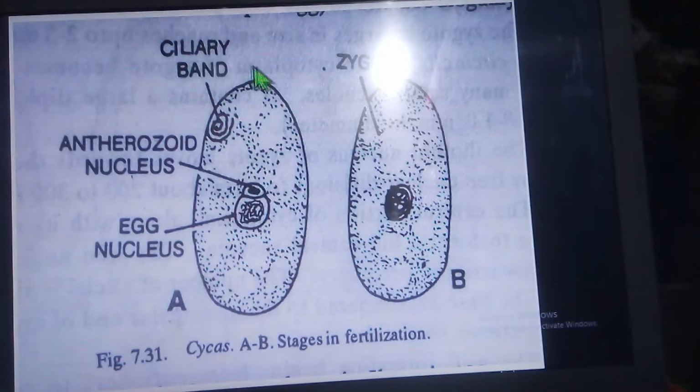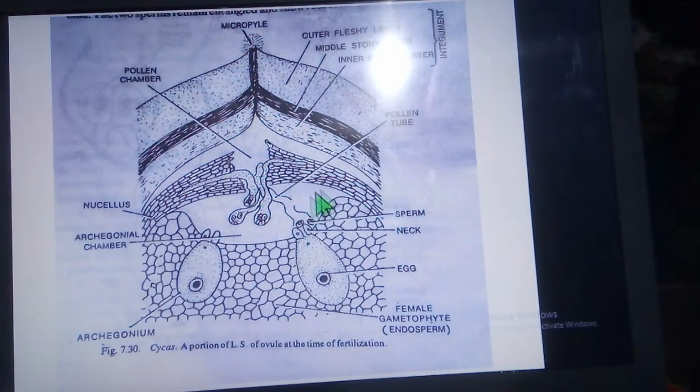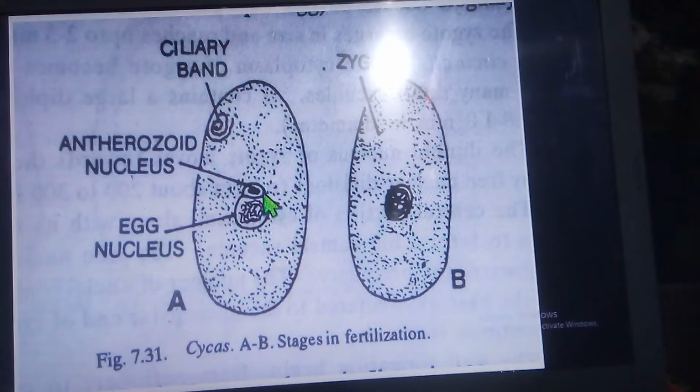Now you can see here, this is the sperm cell, it has already reached the egg nucleus, and the naked protoplasm is drawn towards the egg by chemotaxis. Now the sperm nucleus finally fuses with the egg nucleus to form a zygote or the oospore. When it reaches the egg nucleus, they fuse together and form what we call a zygote or the oospore, which is diploid. We know that the egg nucleus is haploid, as well as the antherozoid nucleus is also haploid. So when they fuse together, they give rise to a diploid zygote.